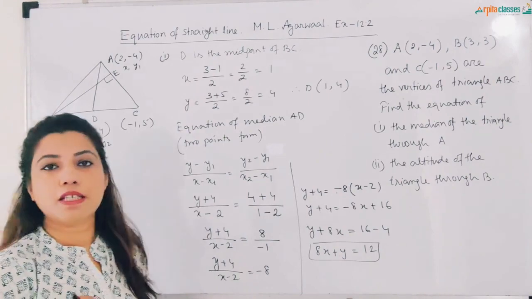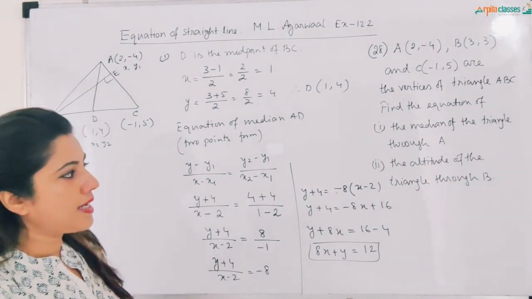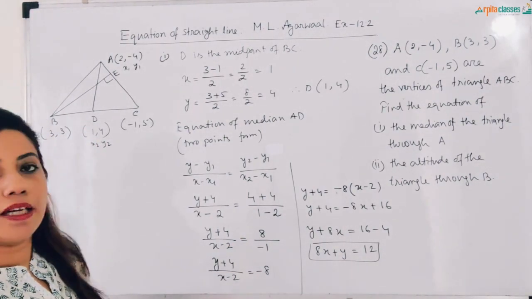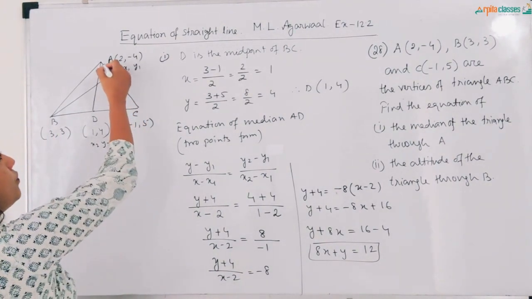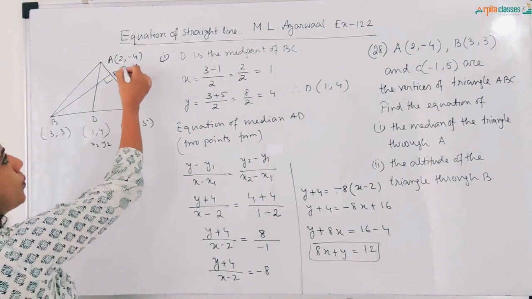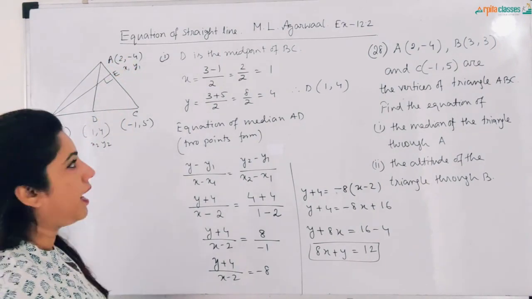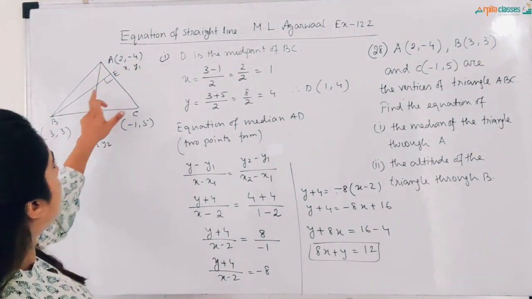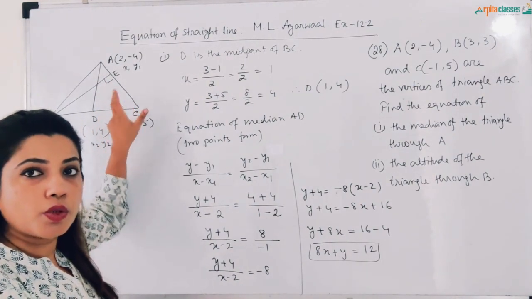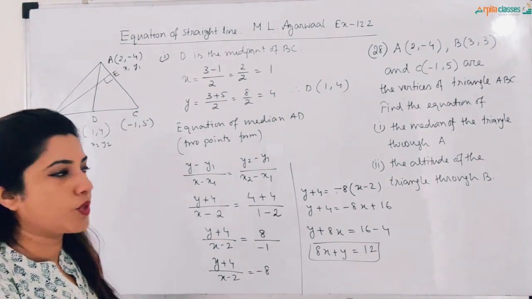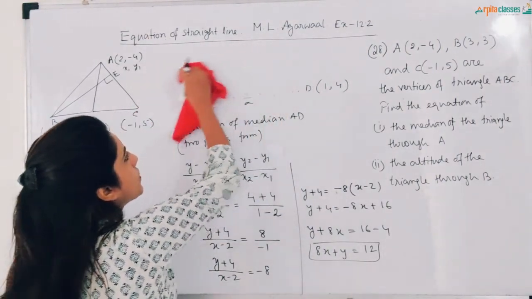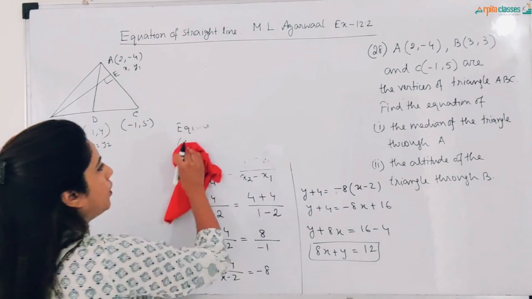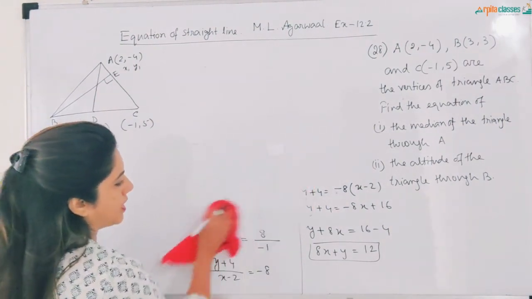Yes. So this is the first part. Now the second part, the altitude of the triangle through B. For that, we have to find out the slope of AC. Since AC and BE are perpendicular to each other, the product of the slopes will be minus 1. So that is the concept. Let me drop this part. I hope everyone has written it, or you can pause the video and do the sum.